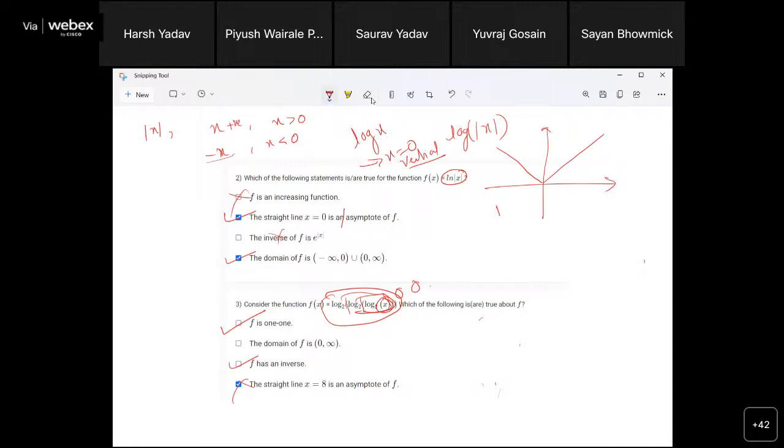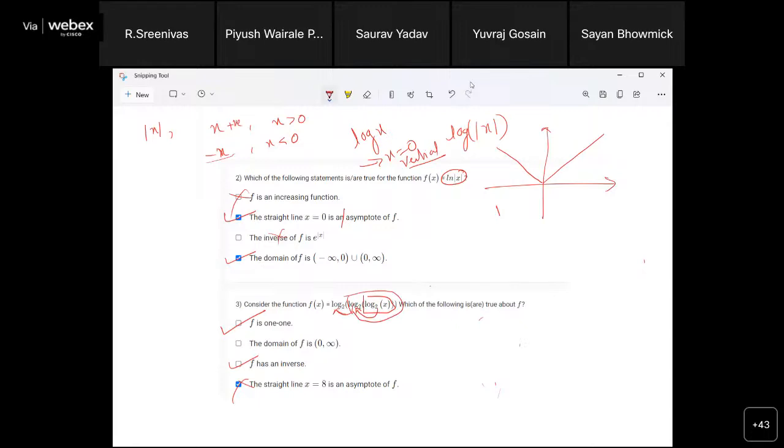Okay. Any doubt in this problem? So what's the domain of that function, sir? The domain of this particular function will be... this is the composite function, right? Yes, sir. So the range of this particular function will become the domain of this particular function.